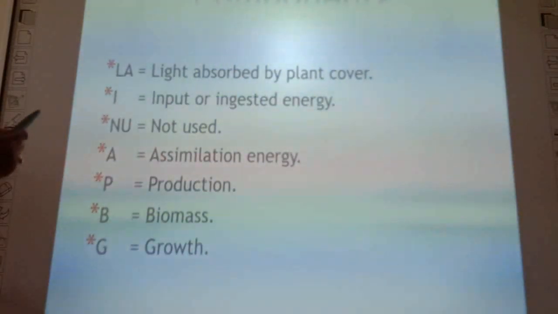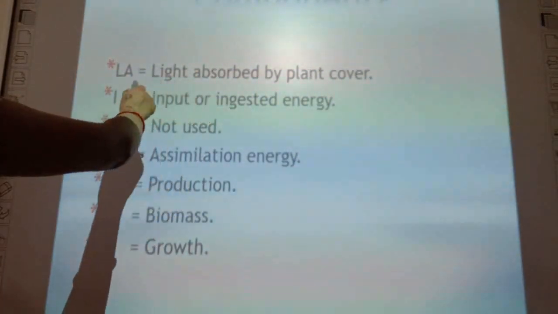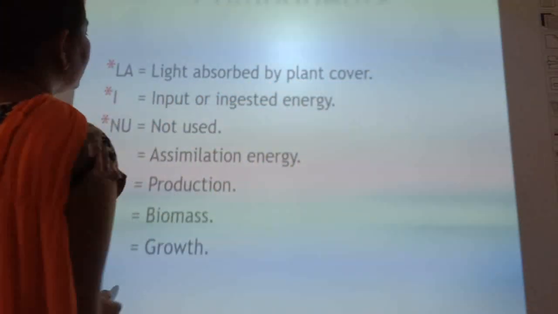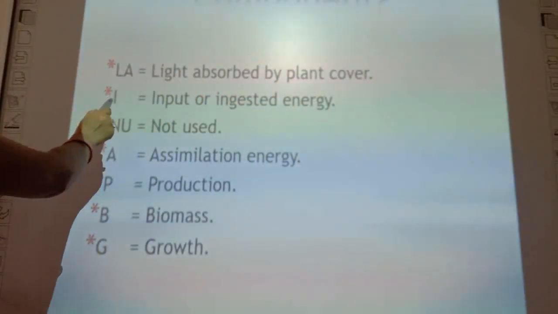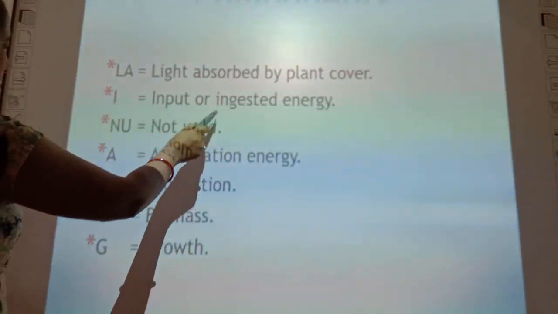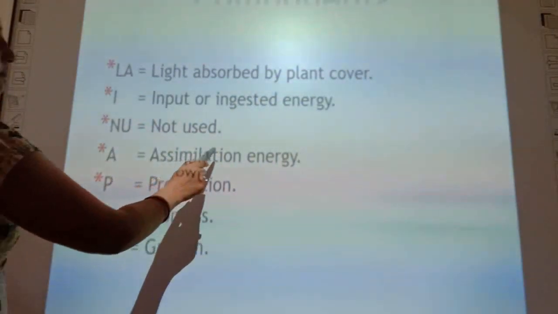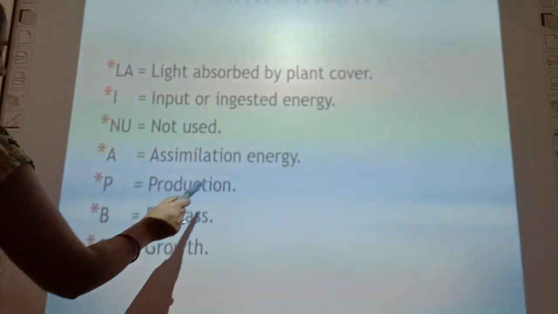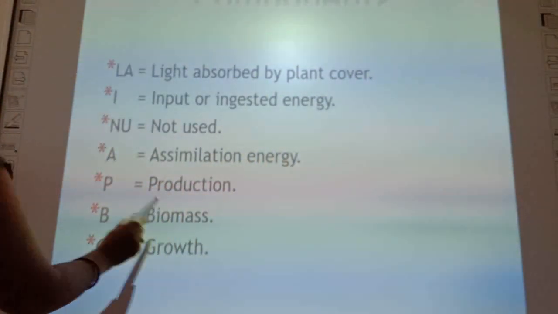Components: light absorption, LA, light absorbed by the plant cover, then I is input or ingested energy, NU is not used energy, A is assimilation energy, P is production, B is biomass, and G is growth.